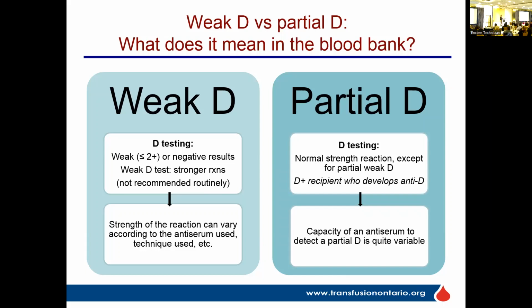You also need to know that the capacity of an antiserum to detect a partial D is quite variable. For example, in the US and in Canada, the monoclonal reagents we use to do the D typing do not detect partial D type 6, which is the most frequent in Caucasians. So if we do the routine D typing in tube, it will react as negative, and this patient would be considered as RhD negative. However, if you use other reagents, in other countries, those patients could come up as D positive.